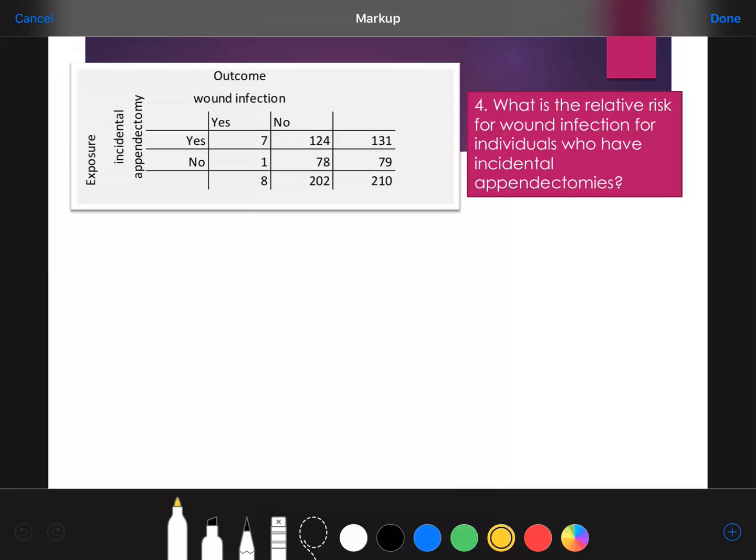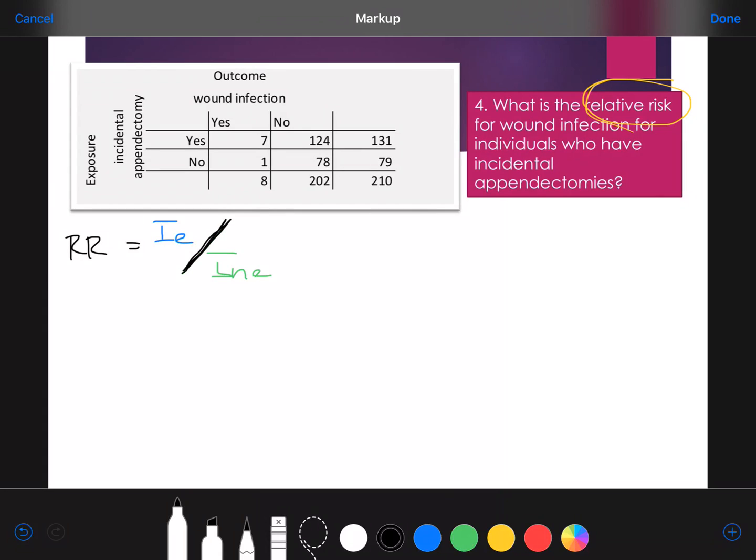So the last one was the easiest one to figure out what we're calculating because it says it right in the question. What is the relative risk for wound infection for individuals who have incidental appendectomy? It says right in there we're calculating the relative risk. Relative risk equals RR. And how do we calculate it? We have the incidence in the exposed over the incidence in the not exposed. So how do we do this?